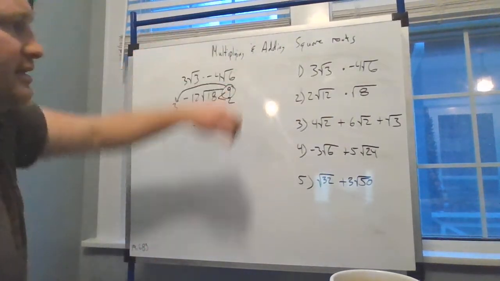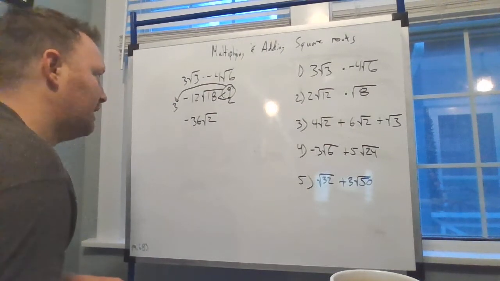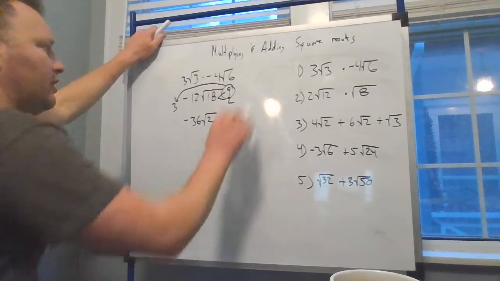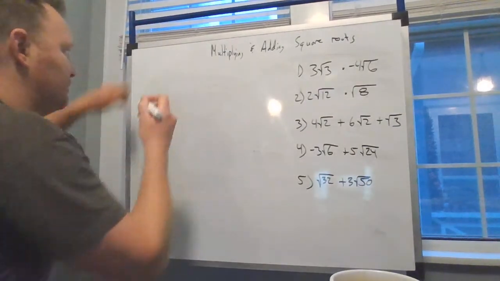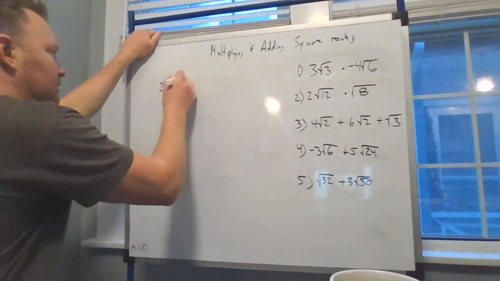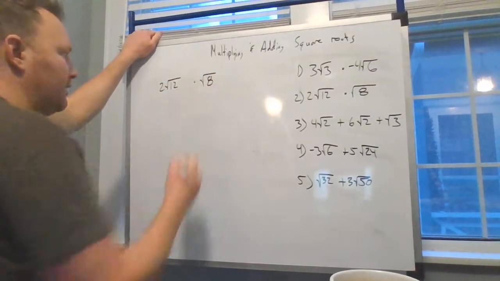And that's how you multiply something like that, okay? Now there are 2 ways to do number 2, and I'll let you guys choose how you want to do it, okay? There's no right or wrong, but there's just 2 methods. Okay, so I'm looking at this. 2 radical 12 times radical 8.